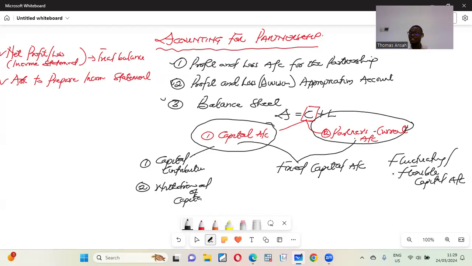If there is any carriage inwards, you go ahead and add it. These are things we learn in the final accounts of a sole trader. You add your carriage. If there are any drawings, you deduct drawings. When we deduct drawings, what do you get? Cost of goods available for sale.